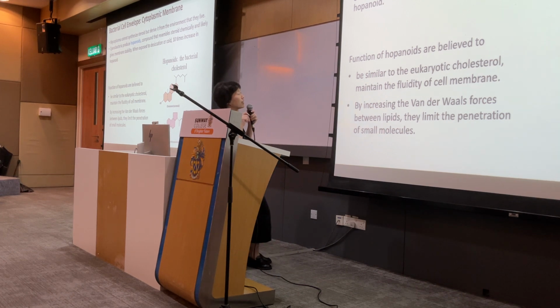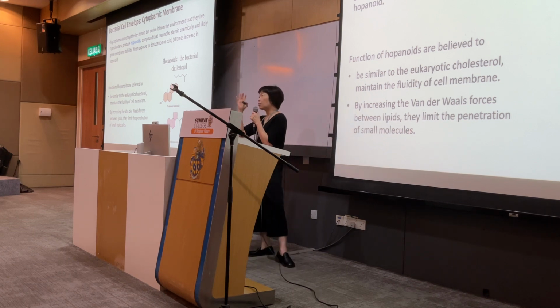So instead of cholesterol, some bacteria use the hopanoid. And we believe that it serves a similar function to cholesterol, to provide fluidity to the cell membrane and also to connect the lipids, enhancing the adhesion of the phospholipids and limiting the penetration, of course. We are already told that the cell membrane is formed as a barrier, not allowing all the molecules to pass through. All right.